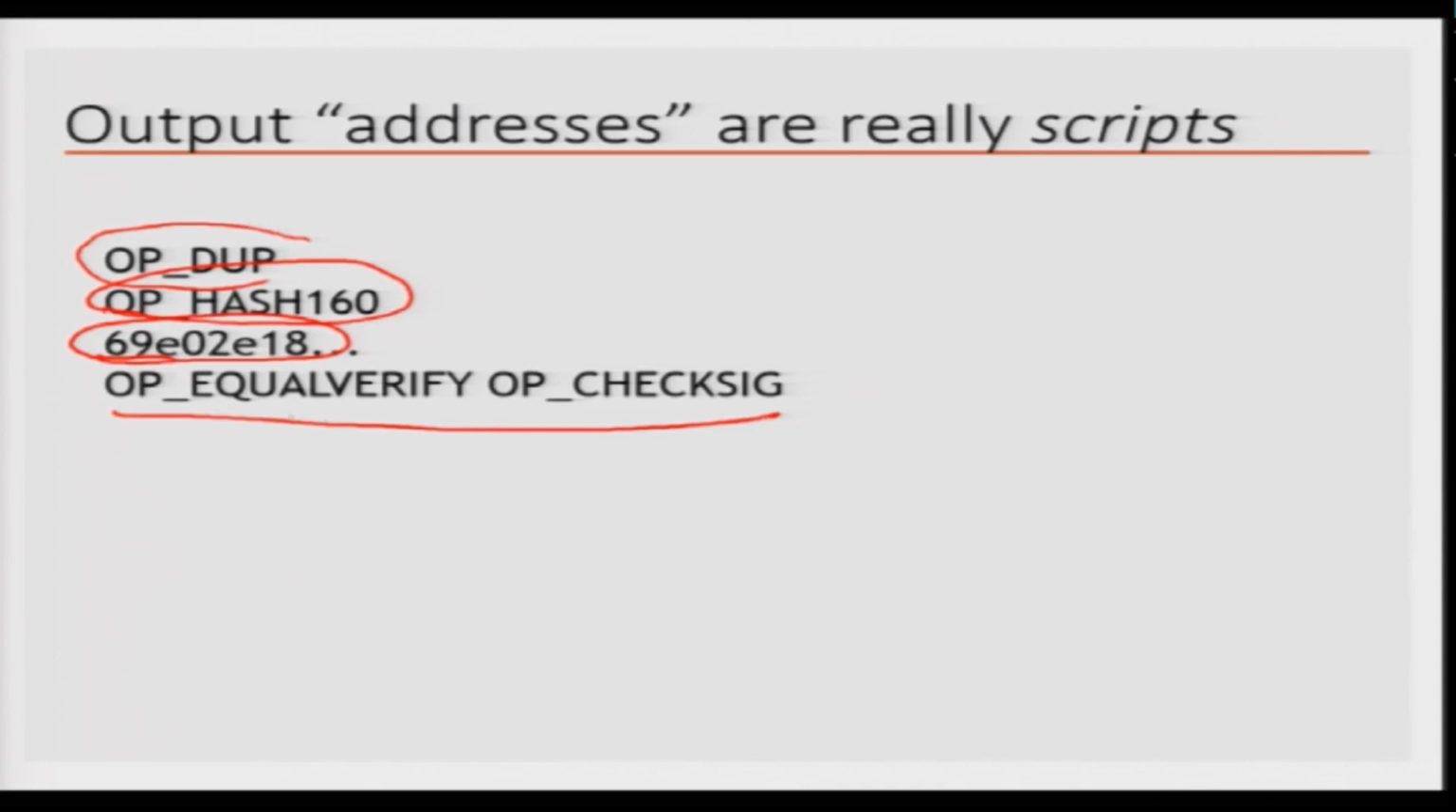OP_EQUALVERIFY verifies that the top 2 entries on the stack are equal, and then OP_CHECKSIG checks whether the signature checks out. So, if you have the signature and the public key, and you apply OP_CHECKSIG, then it will verify that the signature is decipherable with the public key. That means it was created by the private key of the corresponding public key. So, these are called opcodes of the language.